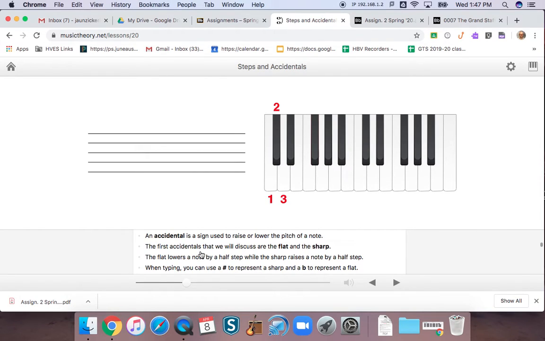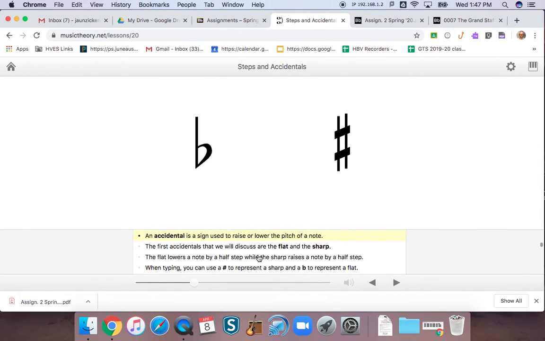An accidental is a symbol used to raise or lower the pitch of a note. So these are the symbols for the black keys. And we have the flat sign and the sharp sign. This is not a hashtag. It's not a number sign in music. It's called a sharp. The flat usually refers to notes going lower in pitch. Sharp refers to notes going higher in pitch.